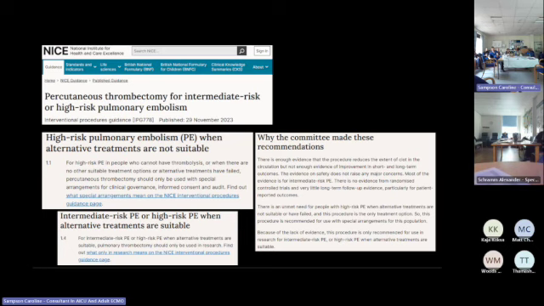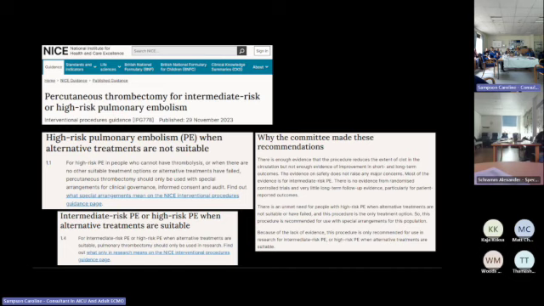NICE actually this week published some new guidance with regards to percutaneous thrombectomy for intermediate risk or high risk pulmonary embolism. So what they're saying is for high risk patients, so the patients that you probably come across more often, in whom there's hemodynamic instability and they're not candidates for systemic thrombolysis, then you can do percutaneous thrombectomy, but you just need to have the appropriate clinical governance in place with regards to auditing your outcomes and that data as well.